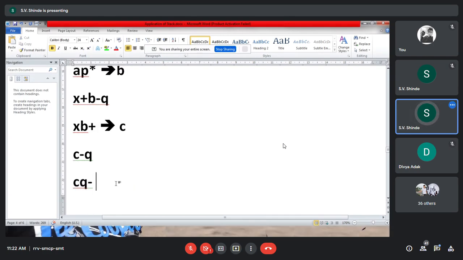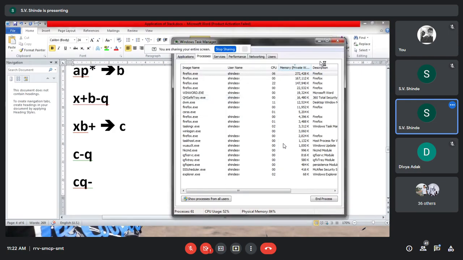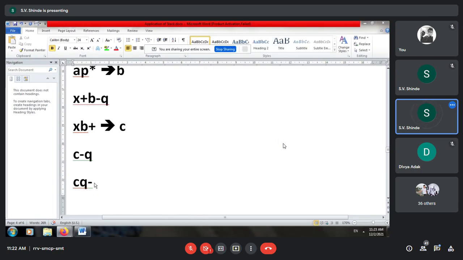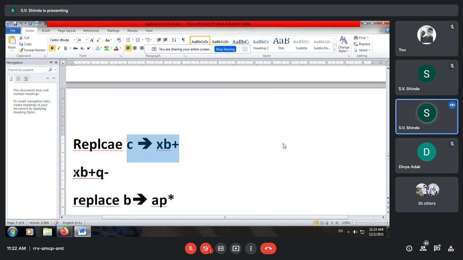Now, replacing the original values of C. Okay, so now we are going to replace the original value of C. What is C? C is xB plus. So C is nothing but xB plus. So we replace C over here, xB plus.